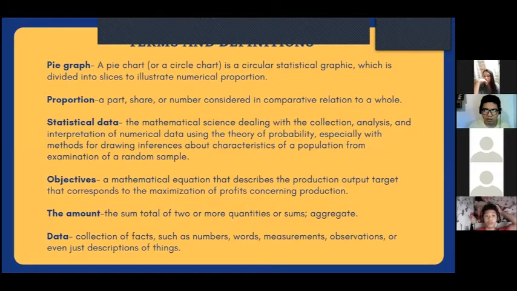Up next is terms and definition, which is to be discussed by Adrian and Yasco. Please proceed.